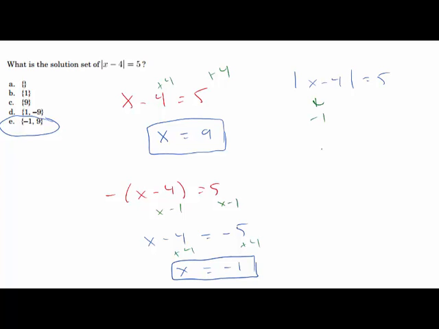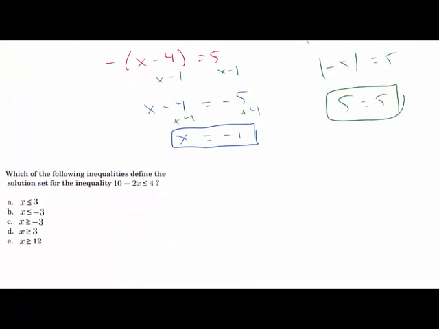Plug in a -1. And we have -1 minus 4 equals 5. So -1 minus 4 is -5 equals 5. Absolute value of -5 is just 5. So 5 equals 5, and so that's right too. So we just double checked and we know that E is the right answer.